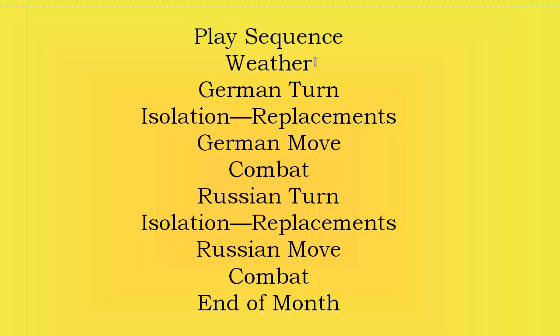We have seen a German turn, we have seen a Russian turn, we have seen a complete turn. We have reached the end of the month. 1 month of play is over. So that is the play sequence of Stalingrad. Of course, in each of these lines, many details are buried, and we're going to be spending the next several lectures filling in each of these lines with what they mean.